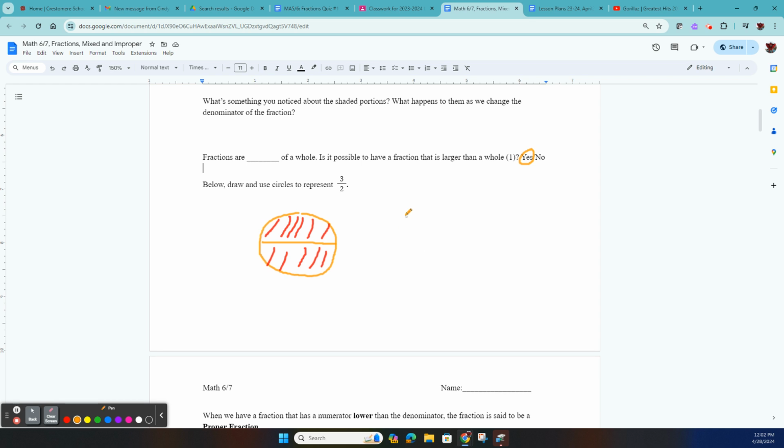This is what you do. You draw another circle. Ooh, do a better job than me, though. You've got to split it in half, 2 parts, because that denominator is telling me to. Now I can shade in my third part. 1, 2, 3. Okay, a bunch of lines in there. Okay, cool. So now I've got 1, 2, 3/2 total. So yes, it is possible to have a fraction that is larger than one whole.